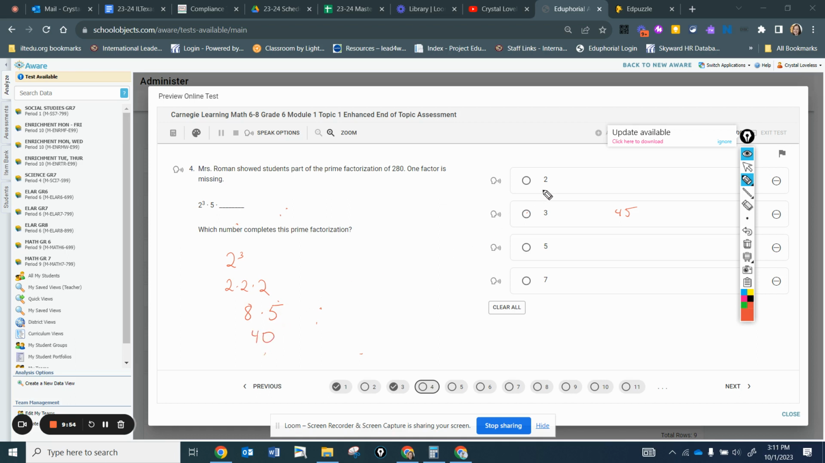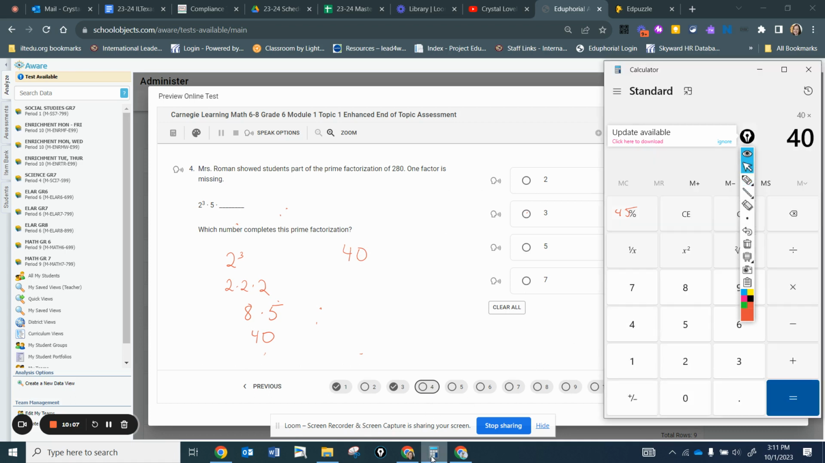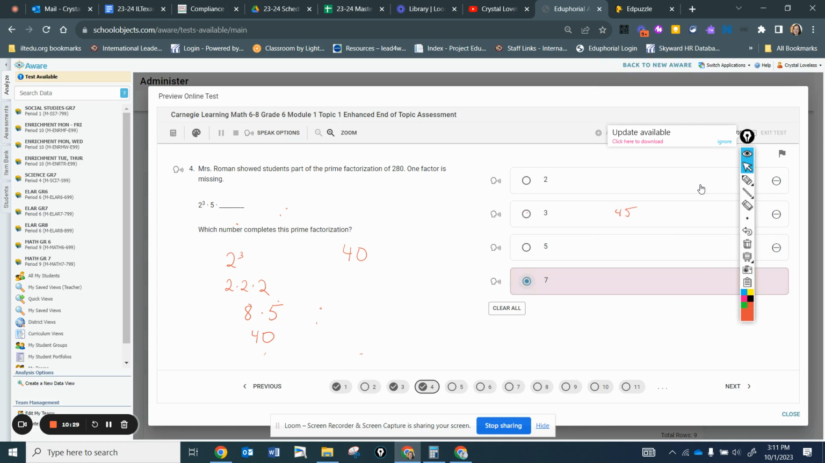So now we just got to figure out 40 times which number would equal 280? Well, let's try 40 times 2. 40 times 2, 80. So it can't be this one. Let's try 40 times 3. 40 times 3, 120. So not quite. Let's try 40 times 5. 40 times 5, 200. Not quite. Let's try 40 times 7. 280. So our prime factorization that we need is 7.